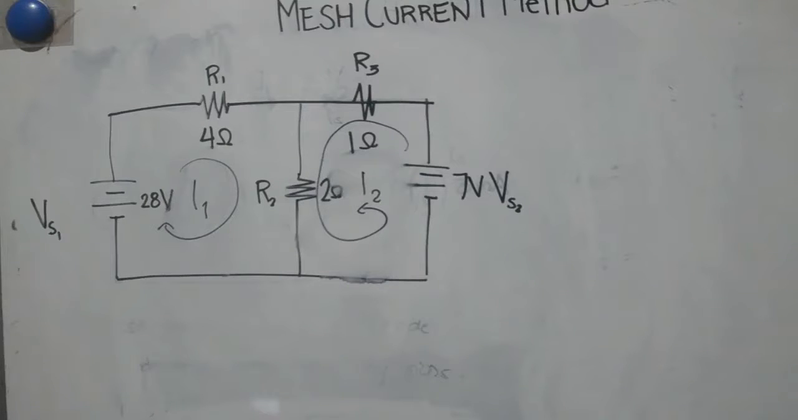Note that the direction of the current does not matter. If the assumed direction of a mesh current is wrong, the answer for the current will have a negative value. The second step is to label all voltage drop polarities across resistors, according to the assumed directions of the mesh currents.